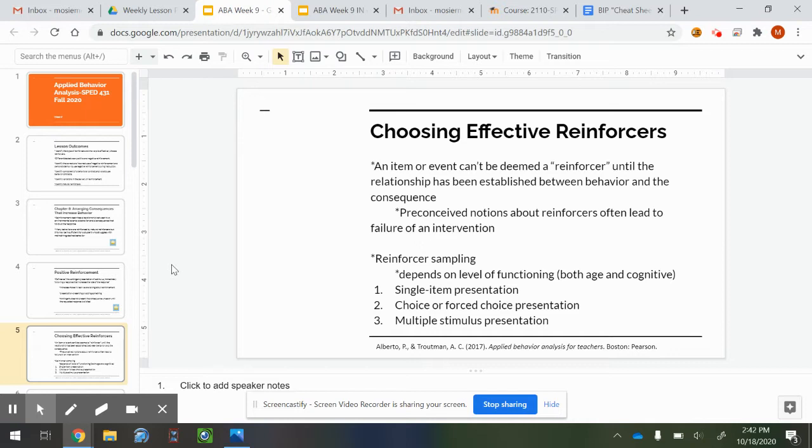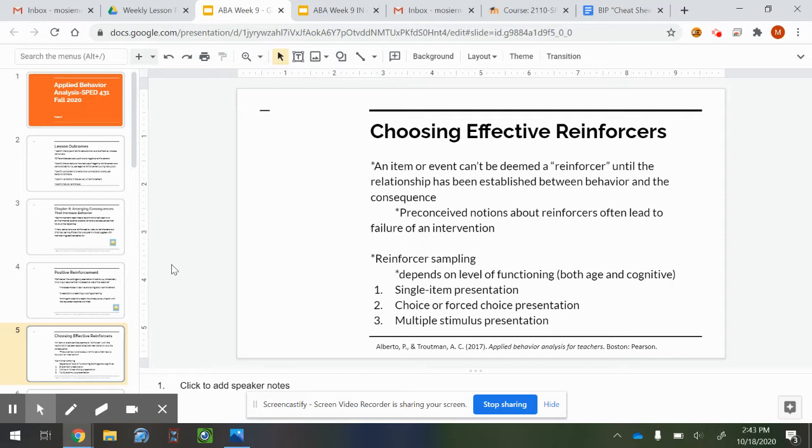So there are three different ways that the authors list to do reinforcement sampling. The first one is a single item presentation. So perhaps it's an item that the student chose or an item that was predetermined, maybe based on an interview from the parents or something that has been used in the past. That item would be presented to the student in order to elicit the desired behavior.